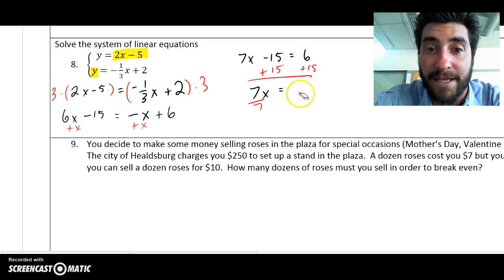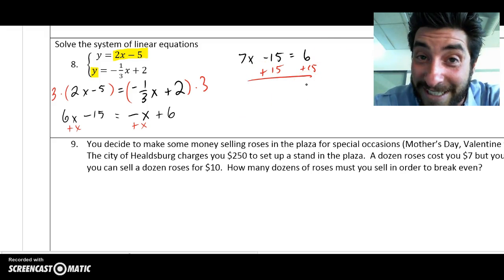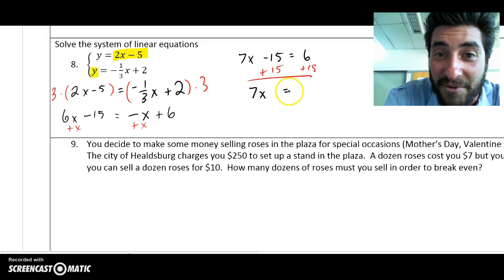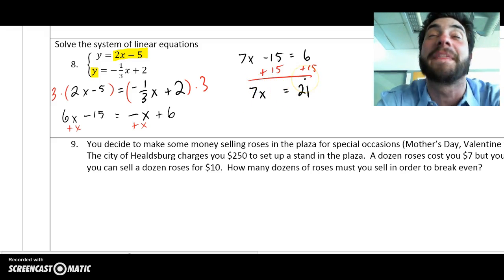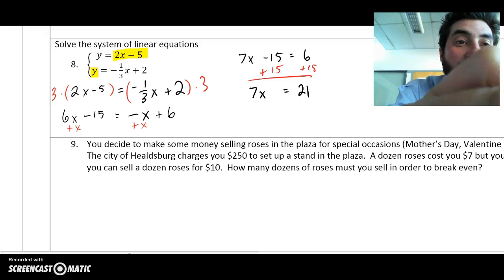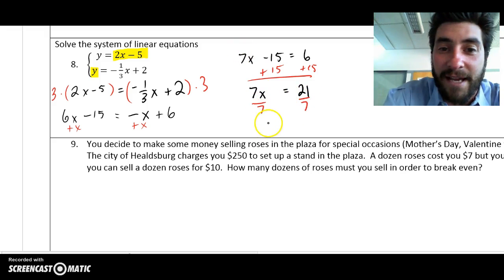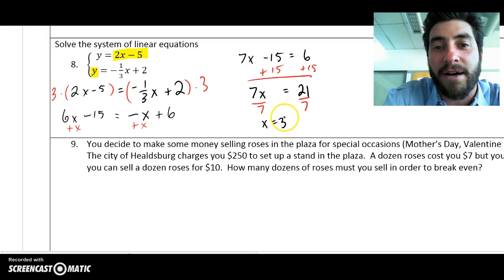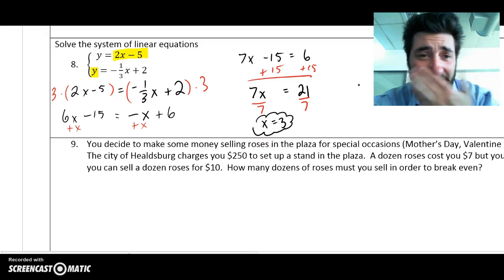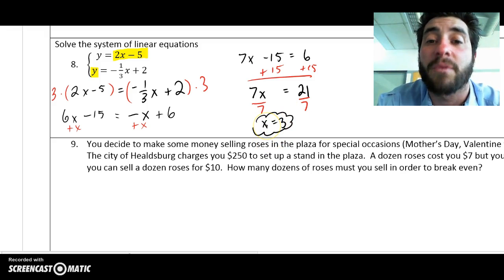Turns out that 6 plus 15 is not 23. It's absolutely not. It's 7x equals 21. Oh, that's so much better, because now when I divide by 7, I get x equals 3. Oh man, that's so much nicer. Now that I know that x equals 3, how can I find out what y is?